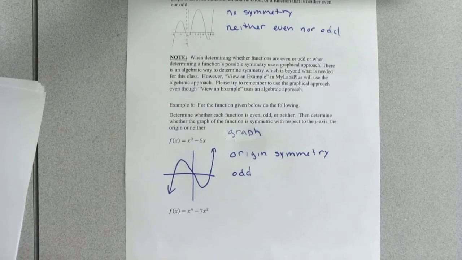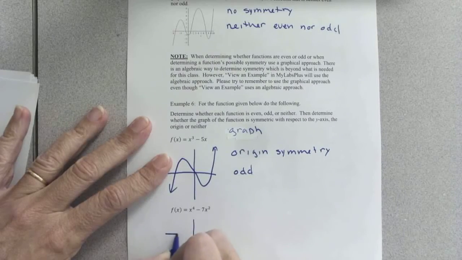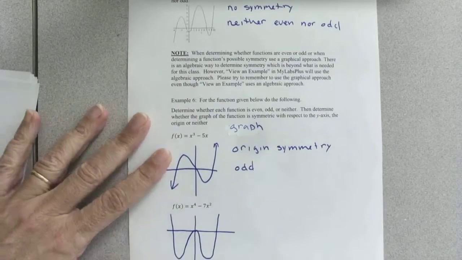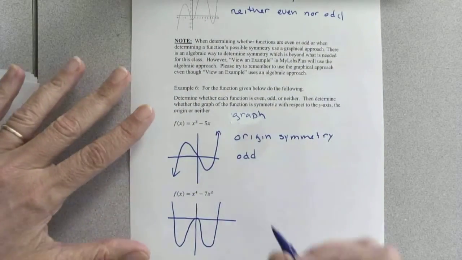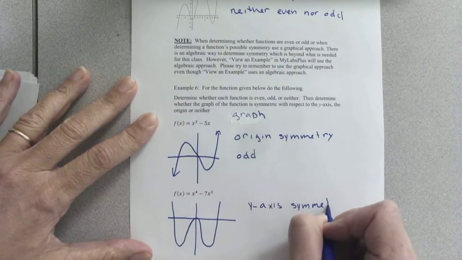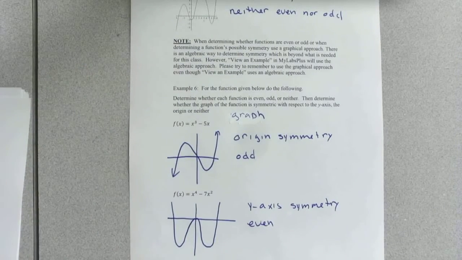Same thing on the next one. Get a graph in whatever manner you can get it in. So x to the 4th minus 7x squared. That graph looks something roughly like this. So we note that it has y-axis symmetry, which makes it even. And that's how we're going to do the problem.